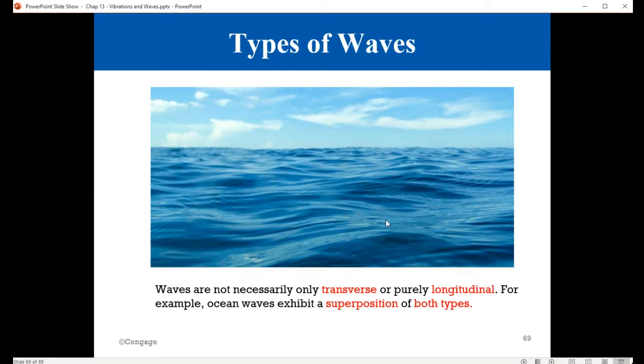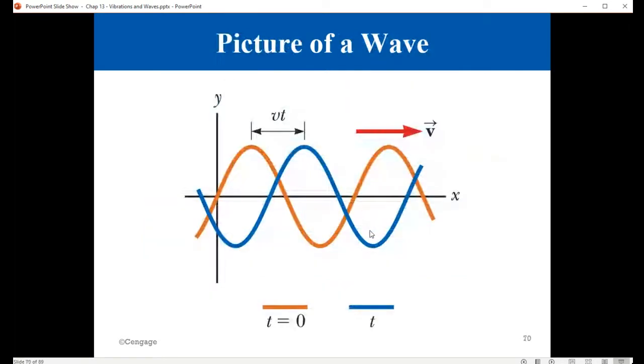The waves in the ocean are a mixture of transverse waves and longitudinal waves, a superposition of both waves. They are complex waves. When we describe a wave, we have the velocity, we have the displacement, we have the amplitude, we have the period.